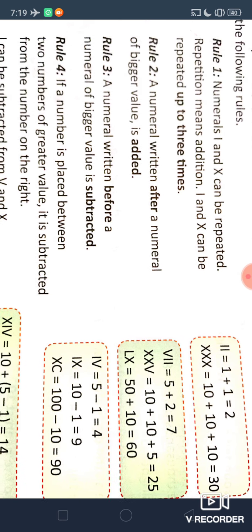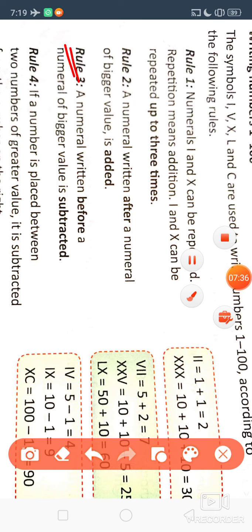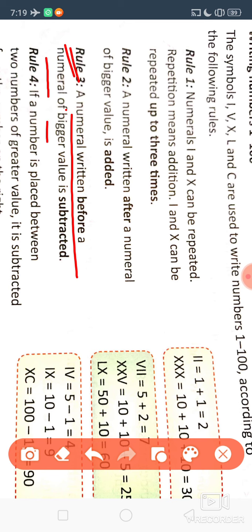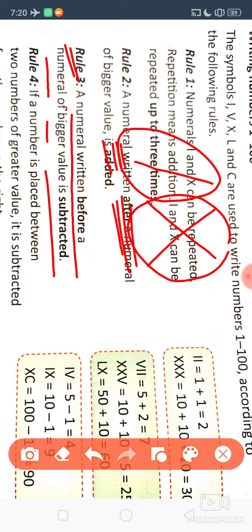Now come to rule number 3. Rule number 3, what is that? A numeral written before a numeral of bigger value is subtracted. Now suppose a larger number is there. Look at here, suppose X is there. Now I am writing I before this. X means what? 10. And this I means what? 1. So before the larger number I am writing the smaller number. So if you write before, then this value will be subtracted from this value.